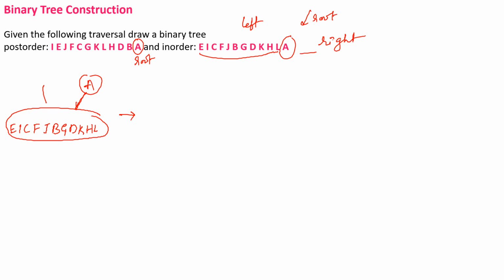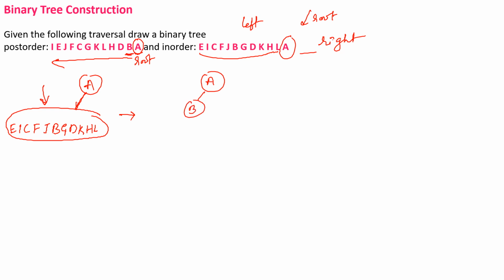Now we are supposed to decide which is the parent node here among all these nodes. For that we have to check the post order. We have to scan this post order from right to left. So A is the root node. Next node in the post order traversal is B. So that means A's left child is B.